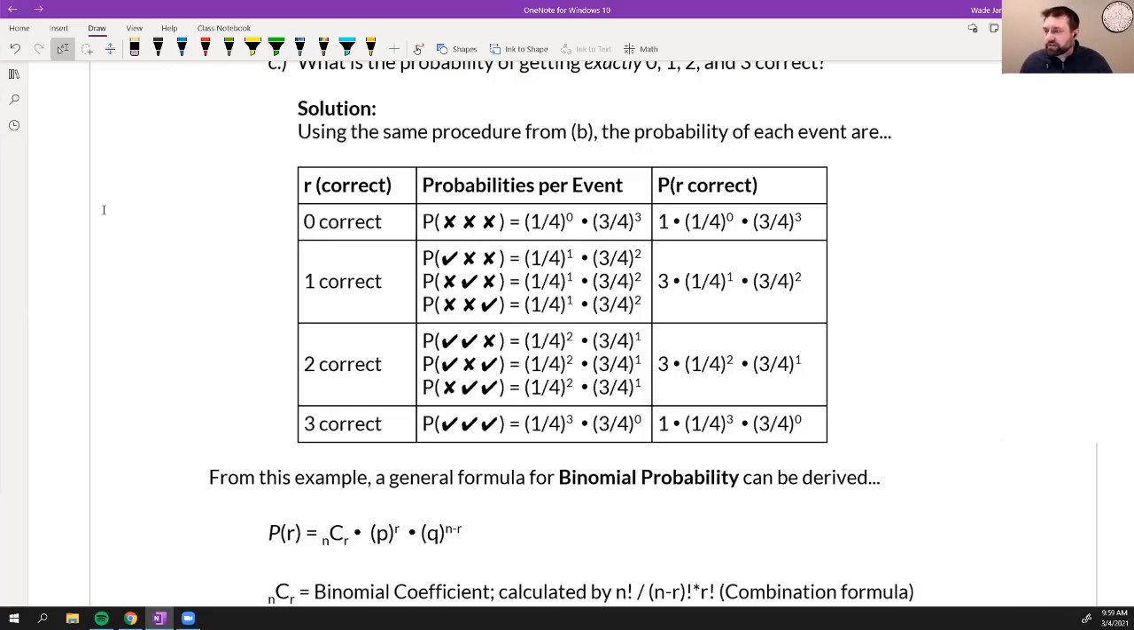So if you take a look at this, in this situation, what we had was 3 multiple choice questions, right? So we give you a quiz. There are 3 questions on it. They're multiple choice. There are 4 answers, one of which is correct. And so this is the entire sample space, right? This is the sample space. How many different ways can you get things right?